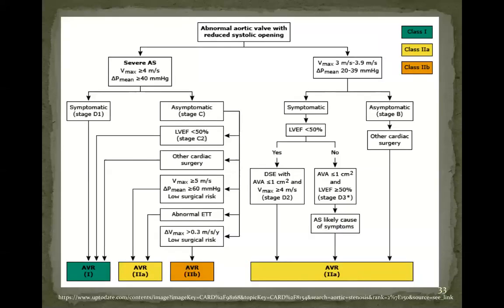Here's a good flow chart I found online that discusses everything we talked about. It shows your severe aortic stenosis, shows your velocities, shows if you're symptomatic, shows if you're asymptomatic, and tells you which class of aortic replacement it is. If there's class 1, grade 1, 2A, 2B, or 2A. This is just a good table to look at as a reference.